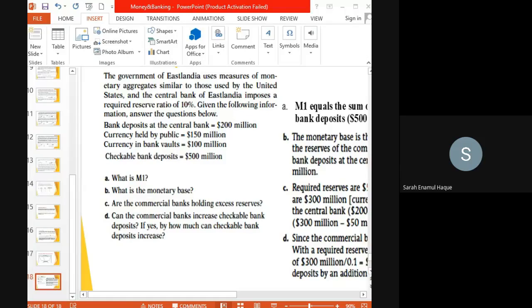Now this is the total reserves that it has. But now the question is, what is the required reserve in this scenario? Now remember, for the required reserve, the formula is very simple. You multiply the reserve ratio with the total checkable bank deposit.